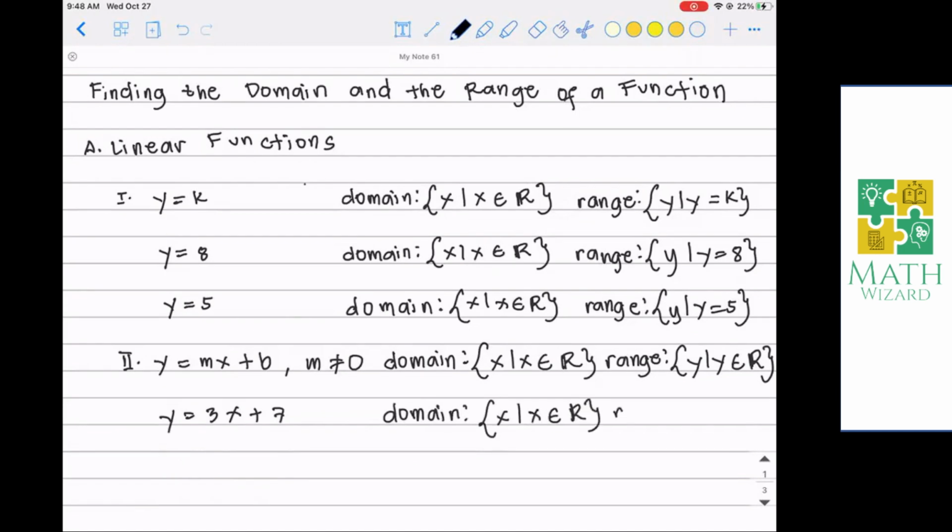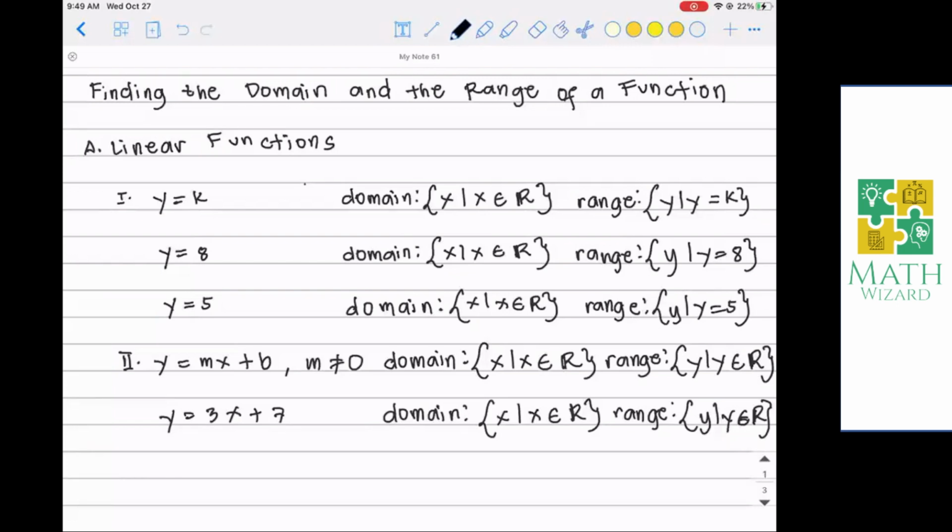Let's now move on to range. Okay. Sabi sa range, kapag it's in the format of y is equal to mx plus b, ang kanyang range din daw ay the set of all the real numbers. Dahil ang y is equal to 3x plus 7 is in the format of y is equal to mx plus b, automatically ang ating range ay y, such that y is the set of all the real numbers. Okay? Paano nangyari yon?